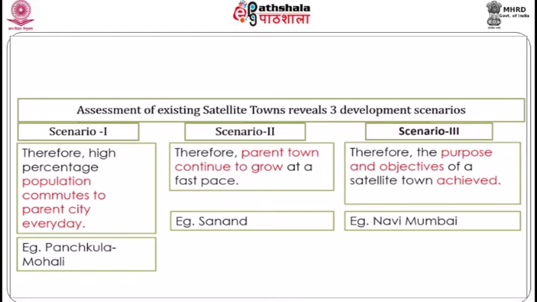In the second scenario, the satellite town does not help to contain the growth, and the parent city grows at a fast pace. And the third scenario is where the purpose and objectives of the satellite town are achieved.